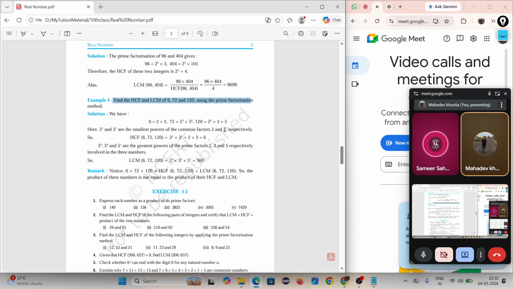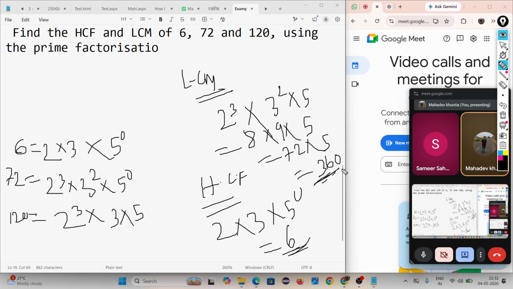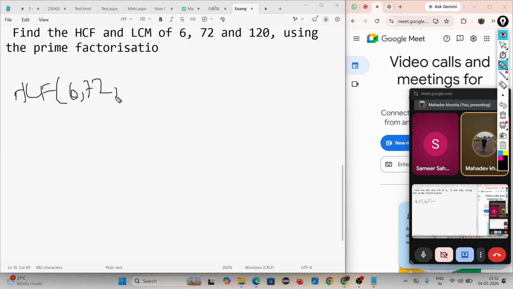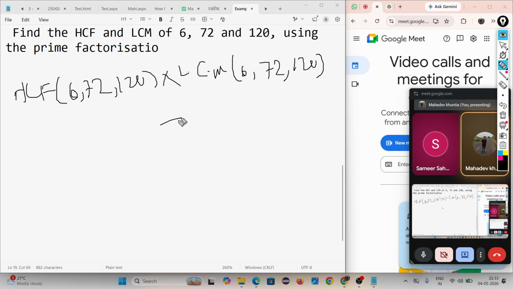Check once. HCF is 6 and LCM is 360. So try to apply that method. HCF of 6, 72, 120 into LCM of 6, 72, 120 should equal the product 6 into 72 into 120. It will be how much?